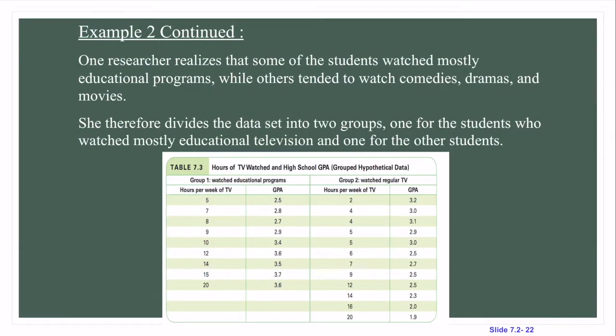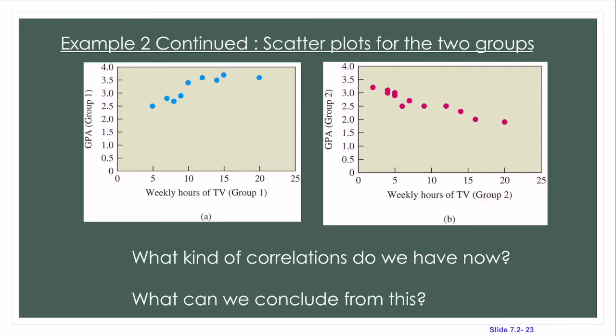One of the researchers realized that some of the students in this study watched mostly educational programs, documentaries, Bill Nye, while the others tend to watch comedies, dramas, and movies, which are great, don't get me wrong. But if we divide the data set into two groups, one for the students who watched educational programs and the other who watched regular TV, maybe we'll see a correlation between the amount of TV watched and grade point average. So here we have on the left our weekly TV hours group 1. This is the group who watched educational programs.